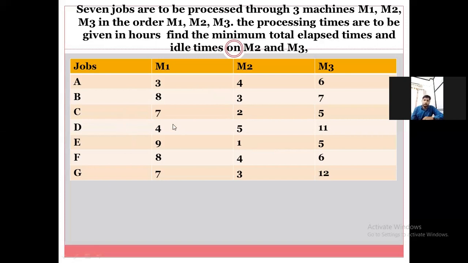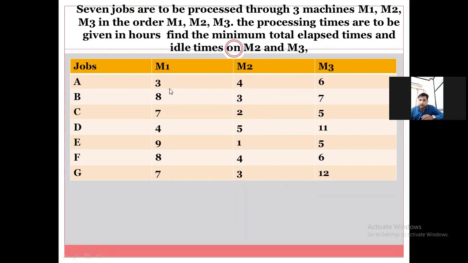Now we have to solve this problem by using Johnson's algorithm. For that purpose, we have two conditions, and the problem should satisfy at least one condition. For the conditions we require the smallest processing times of the M1 and M3 machines and the largest processing time on the M2 machine. Then and only then can we compare the processing times.